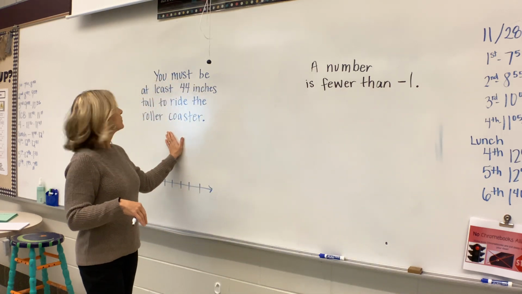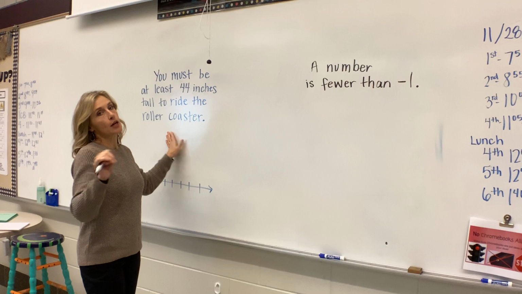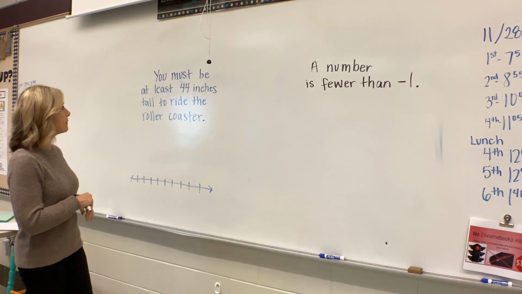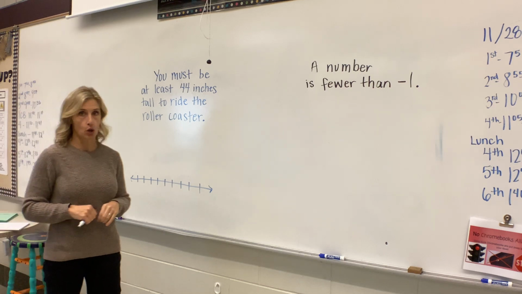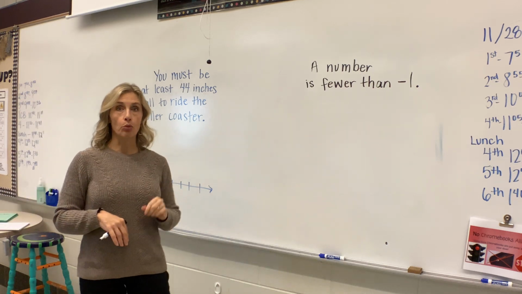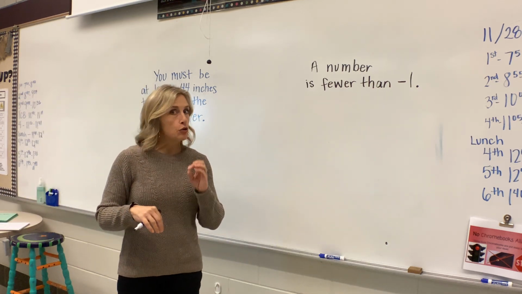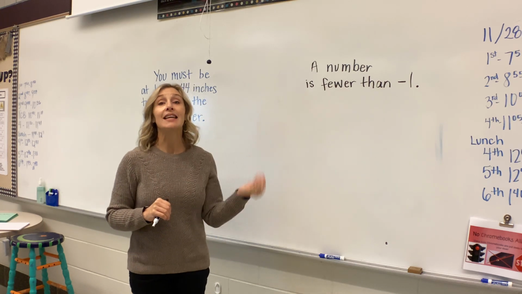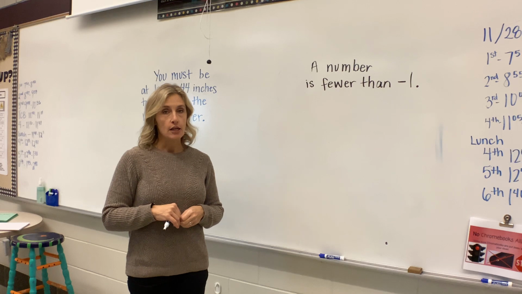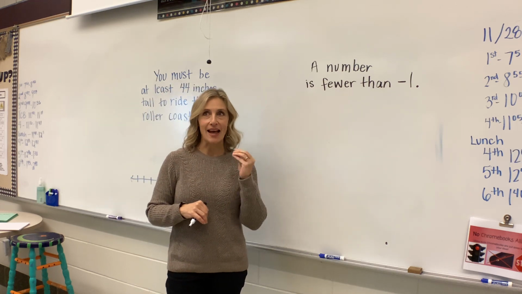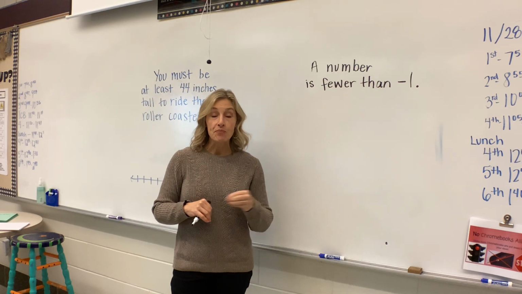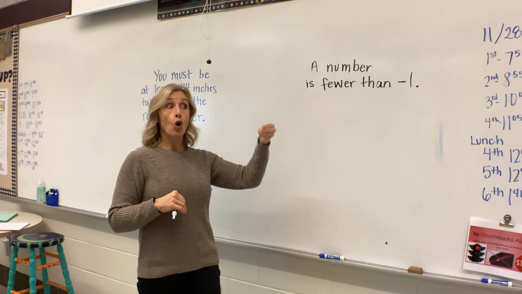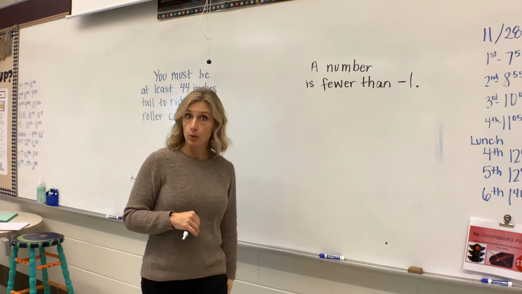Here's an example. Let's say that when you go to ride on a roller coaster, it says you must be at least 44 inches tall to ride the roller coaster. This is an example of a real world situation. You don't have to just be 44 inches tall. You have to be at least 44 inches tall. So instead of being an equation like x equals 44, it's an inequality now, because as long as you're 44 inches tall or taller, you can ride.